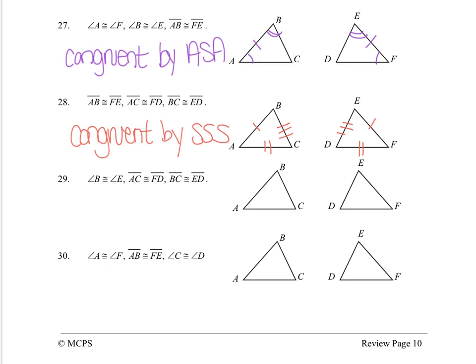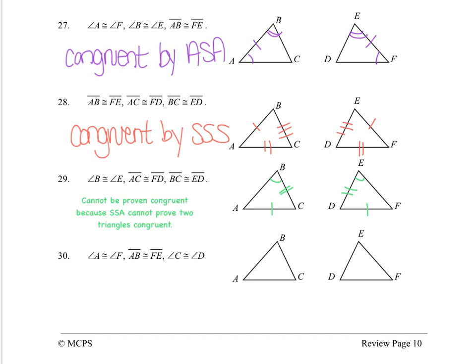Question 29 says angle B is congruent to angle E, AC is congruent to FD, and BC is congruent to ED. Unfortunately, with this one, we can't prove triangle congruency because we've got a side, a side, and an angle. And that alone doesn't determine triangle congruency for certain. It is possible, but we can't prove it because SSA is not one of our triangle congruency postulates.